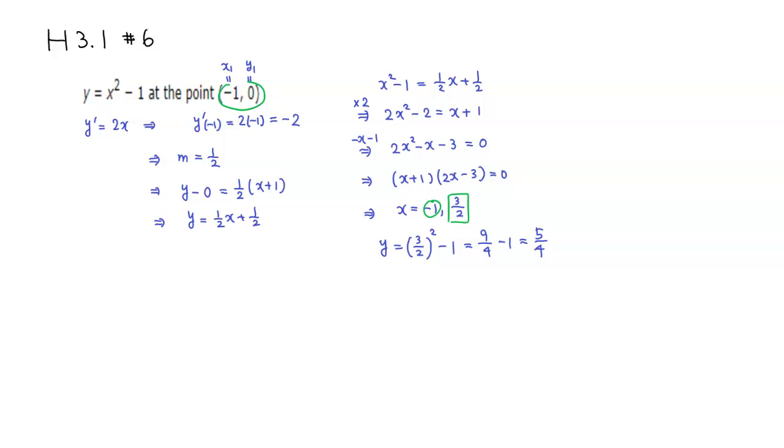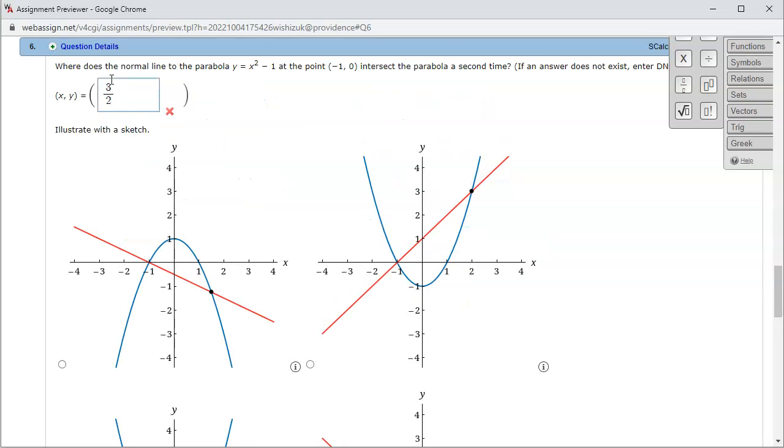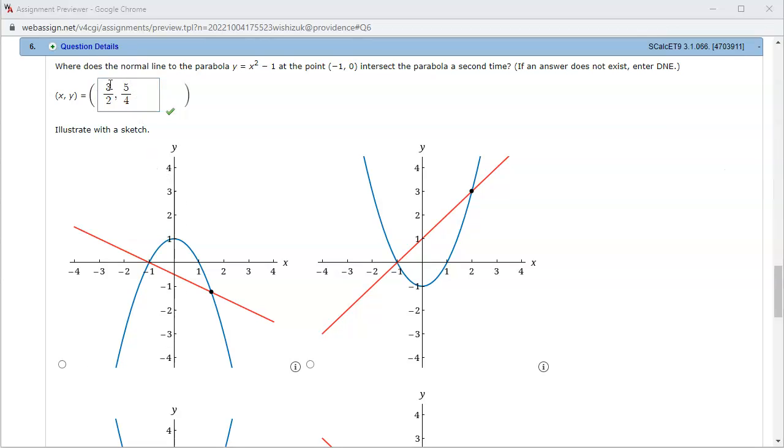So the point that we're looking for has x value 3/2 and corresponding y value 5/4. Let's type it in: 3/2, comma, 5/4. Let's check the answer. It came back and looks like we got the point correctly.